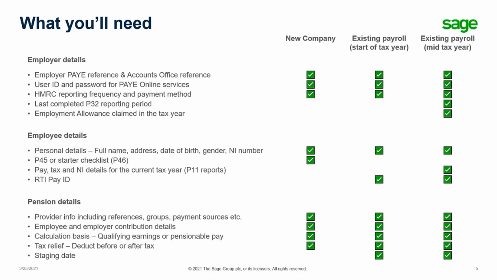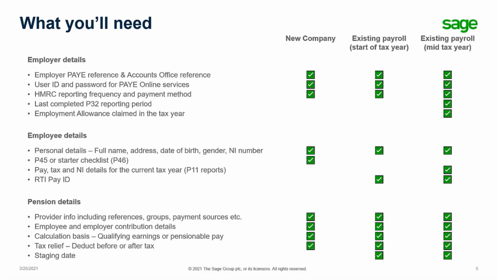Employee details are next. You'll need employee names, addresses, dates of birth and national insurance numbers. If you are a new business and you're employing new staff, you will need a P45 from their previous employment, or you can get them to complete the starter checklist, also known as P46, which is available from the gov.uk website. If you're bringing over an existing payroll partway through the year, you'll need year-to-date information, usually on P11 reports. And if you have an existing payroll, you can also bring over any existing RTI pay ID numbers for each employee.